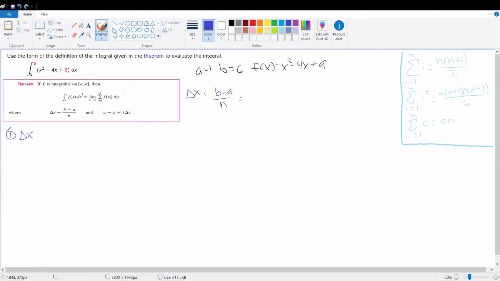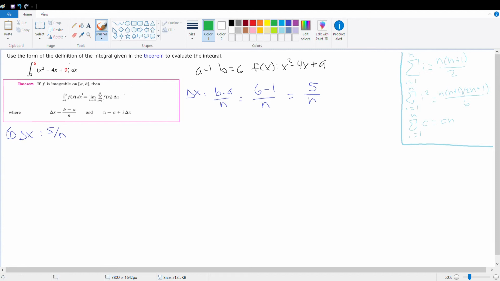In this case, that means 6 for b, 1 for a, and over n. We have to let n sit there, because remember, we're going to let that approach infinity later in the problem. So we're just going to let that chill for a little bit. And that is 5 over n. So there is our delta x.